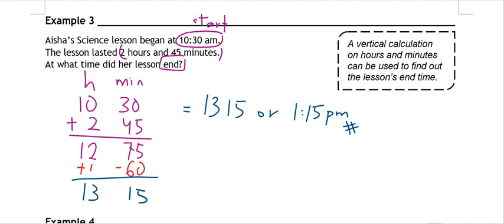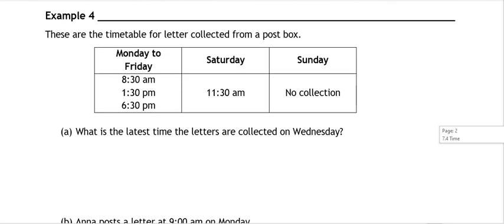Now last but not least. This is the timetable for letters collected from a post box. You can see in the timetable, Monday to Friday, a letter put in the box will be collected once at 8:30 a.m., once at 1:30 p.m., and the last one at 6:30 p.m. On Saturday there's only one time, which is 11:30, and on Sunday they do not collect letters.